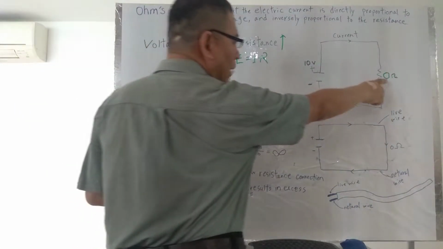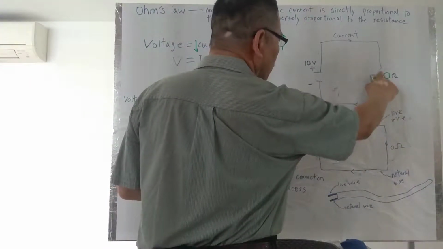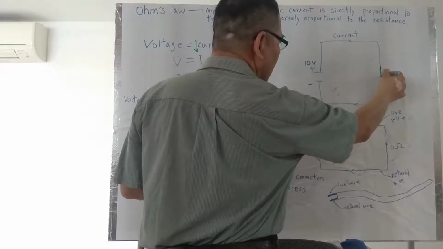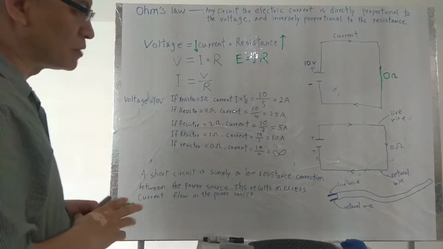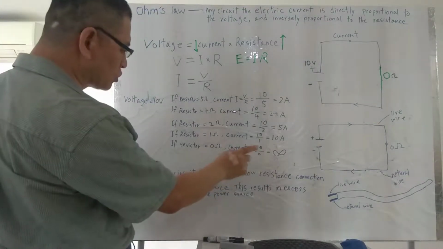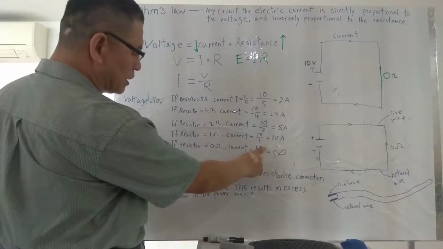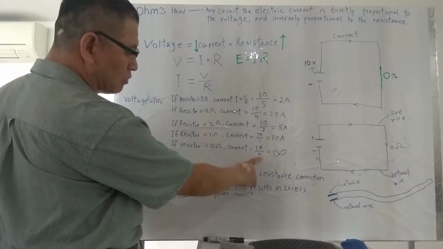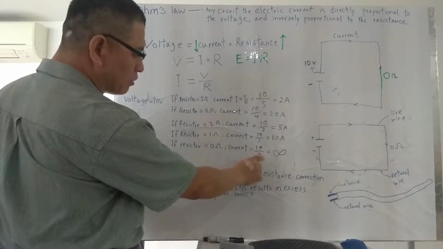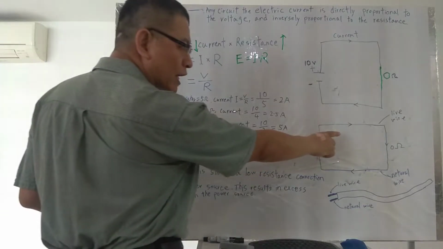If this is 0 ohm, that means no resistor here. Totally 0, right? Like this circuit, 0 ohm. What will happen if 0 ohm? It is called a short circuit. We look at the current. Voltage is fixed at 10 volt and the resistor is 0 ohm. What will happen? 10 divided by 0 equal to what? Unlimited. That means the current is very, very high.